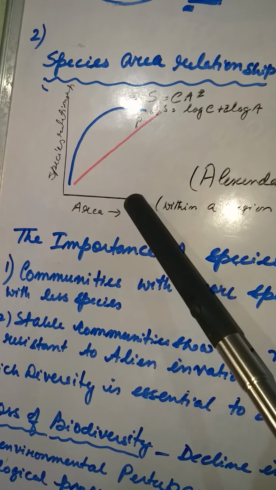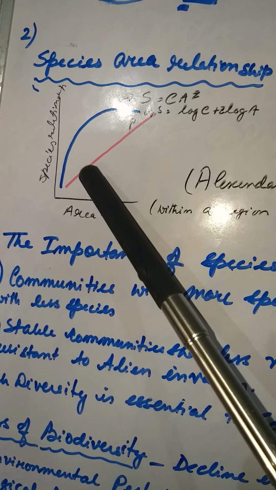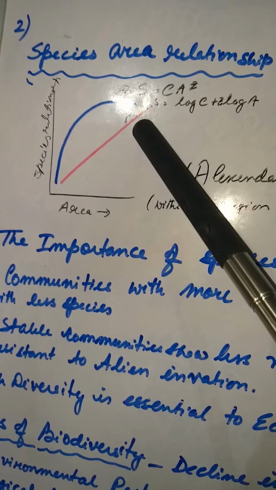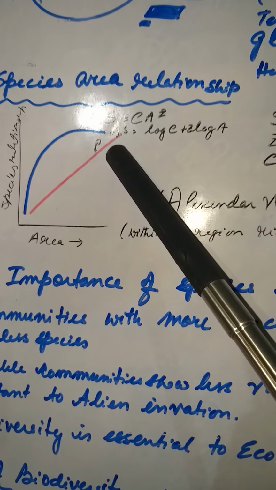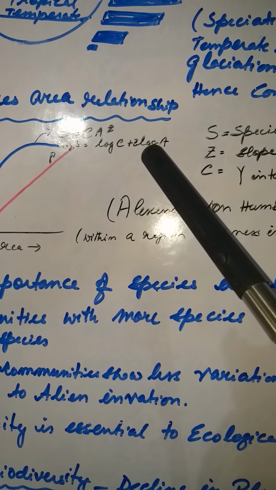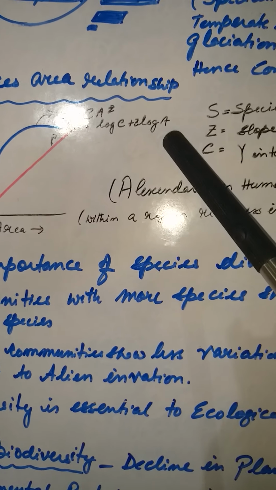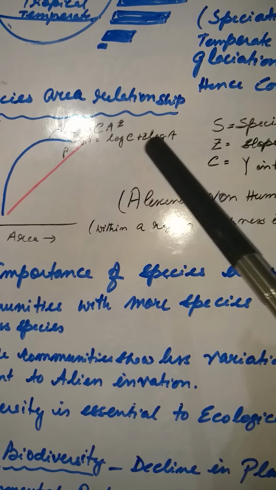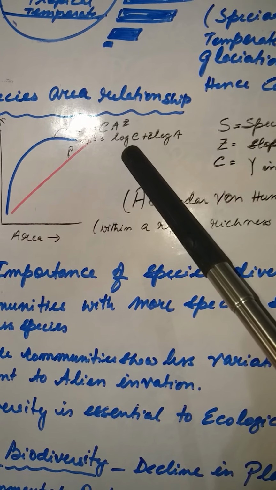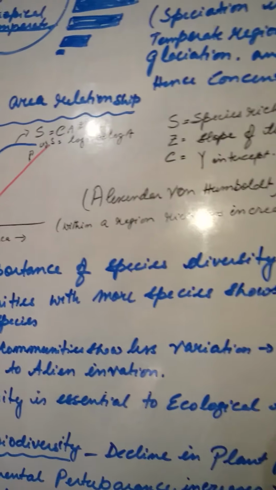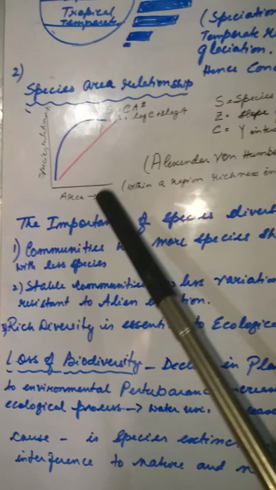The larger the area explored, the more the species richness will increase, and it is denoted by log S = log C + Z log A, where A is the area and log C is the y-intercept. So this was given. Now, what is the importance?